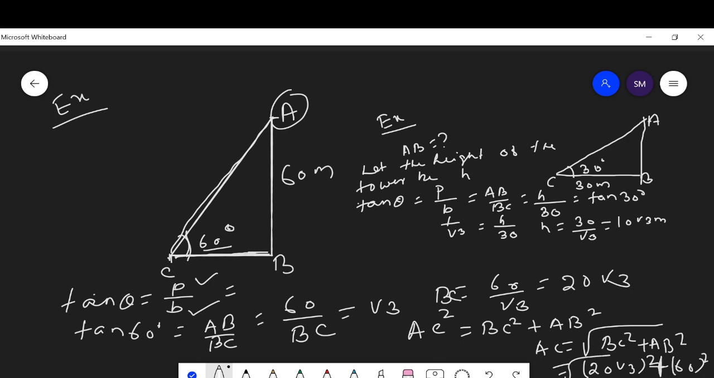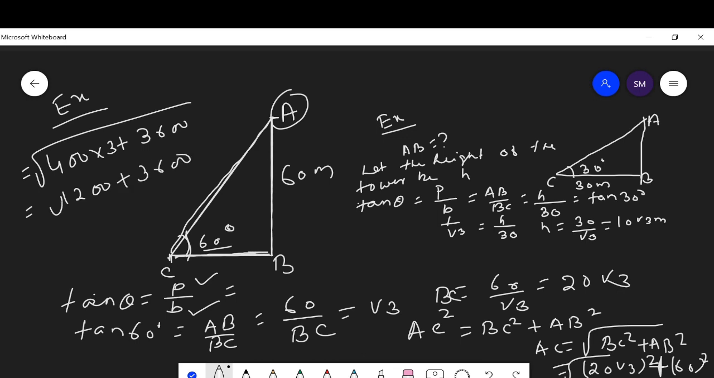Then by solving this, we get the square root of 400 into 3 plus 3600, which is the square root of 1200 plus 3600, which is the square root of 4800. By solving this, we come to the conclusion that this is 40 root 3 meter. The length of the thread is 40 root 3 meter. Then let us discuss some more examples.